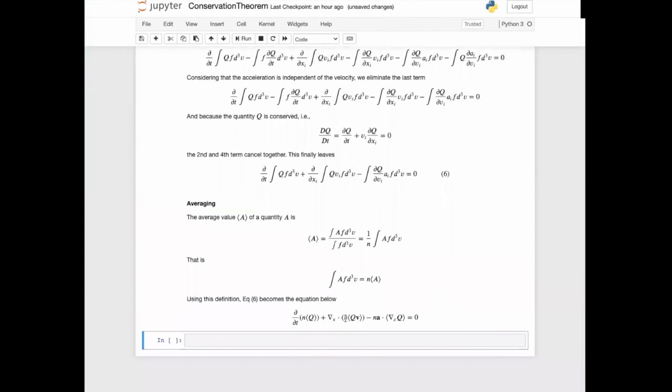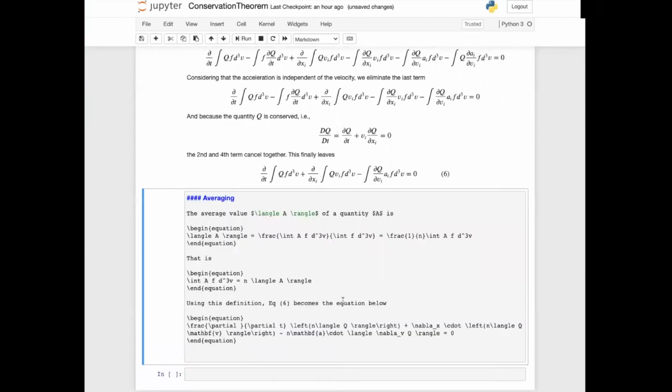Then using this definition, equation 6 becomes this equation below. We substituted this integral of q times the distribution function by the number density times the average of q. The same thing for the middle term: we now have a gradient of the average of qv times the number density, and the same thing for the last term. This result is the conservation theorem.